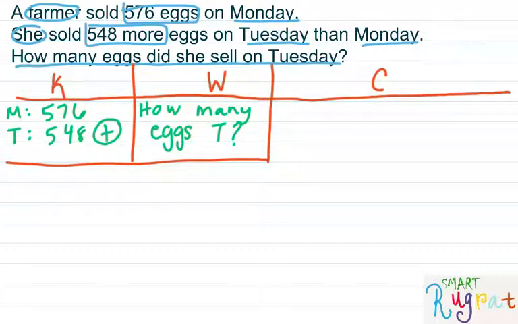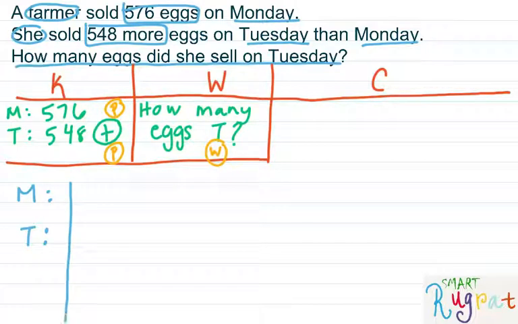Now we have to go back, and because I have a plus sign here, and because I already went over the problem, we know that this is going to be a part. This is going to be a part. And we're going to be looking for the whole of Tuesday. So now we come back over here. We're going to write Monday, Tuesday. And then for our bar, we're going to start with a starting line.